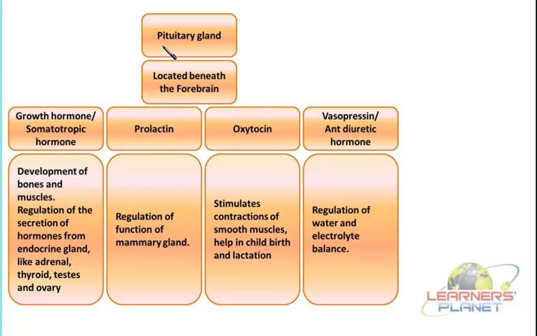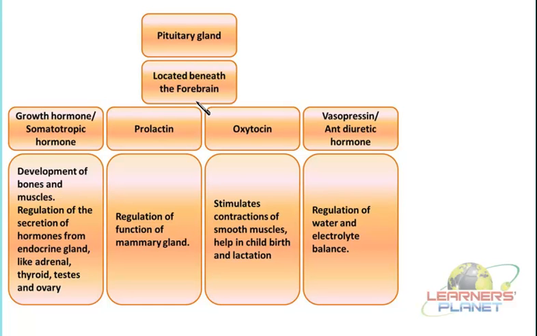So the next gland is the pituitary gland. Now this gland is located beneath the forebrain. Beneath the forebrain, of course, that means towards the underside of the cerebrum. As we said already, these hypothalamus, pineal body and pituitary gland are located very near to each other, just below the cerebrum, or nearer to the midbrain and the hindbrain. Now this pituitary gland is a very important gland of the body, as it is controlling most of the body functions.